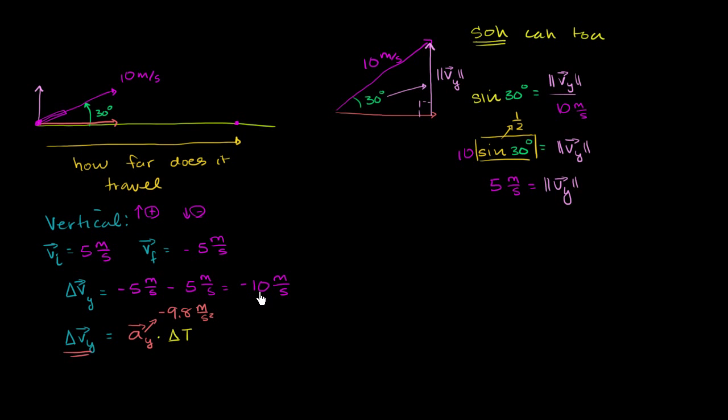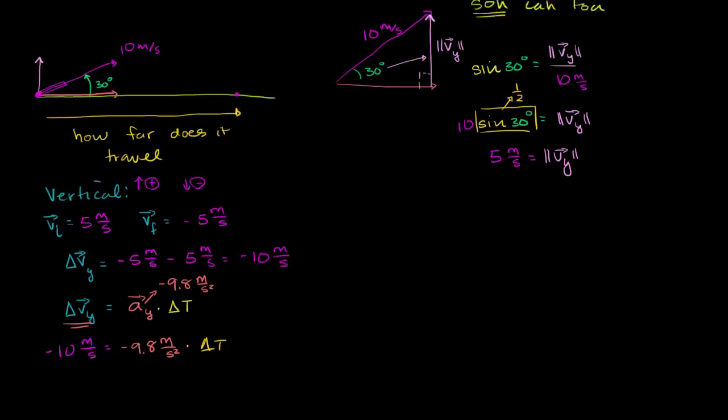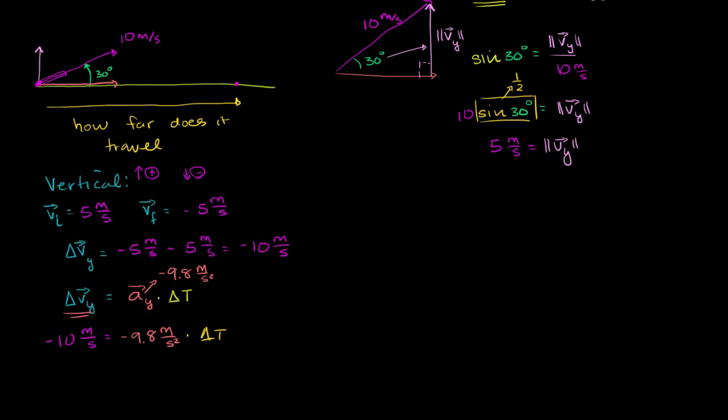So this quantity over here is negative 10 meters per second. We figured that out. That's going to be the change in velocity. Negative 10 meters per second is going to be equal to negative 9.8 meters per second squared times our change in time. So to figure out the total amount of time that we are in the air, we just divide both sides by negative 9.8 meters per second squared.